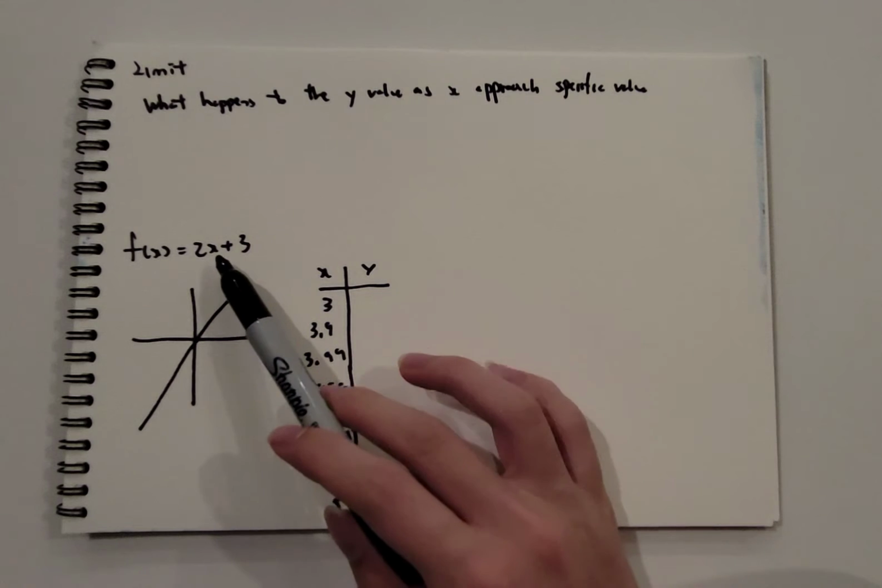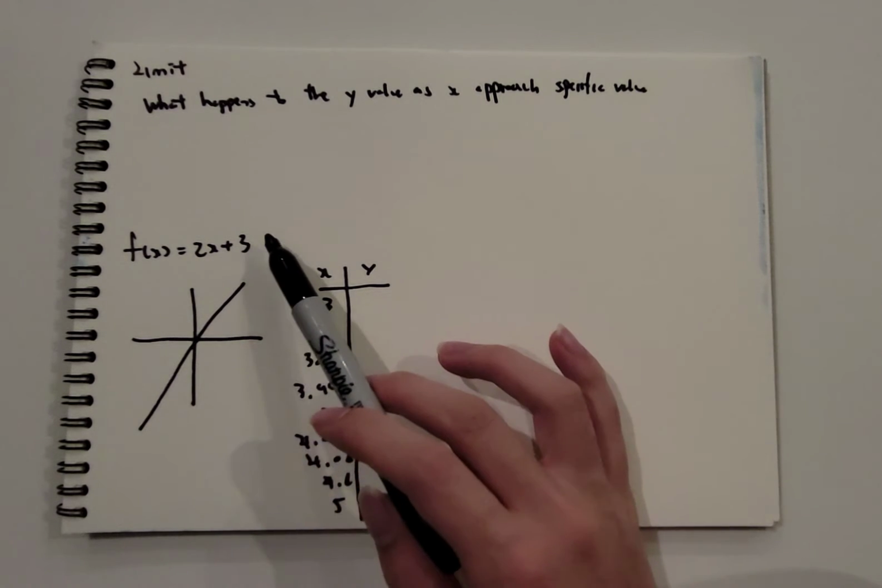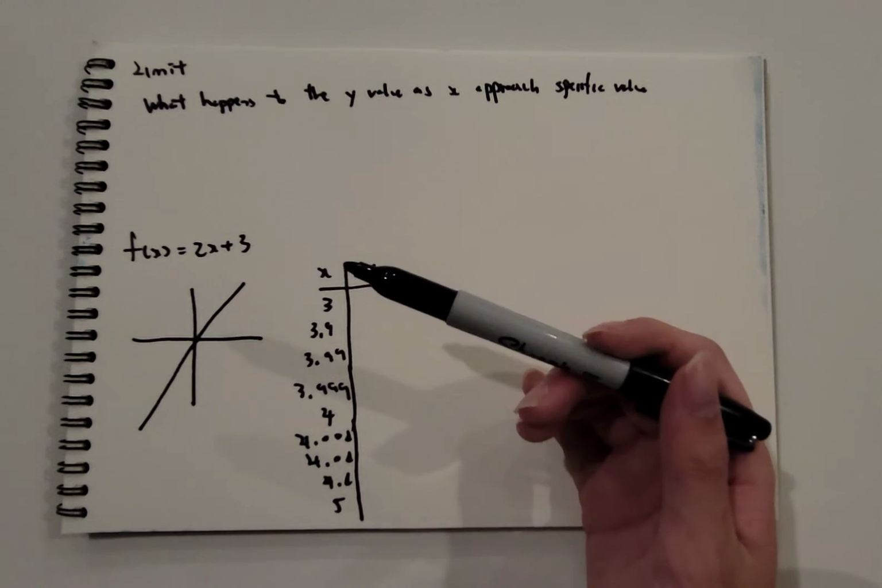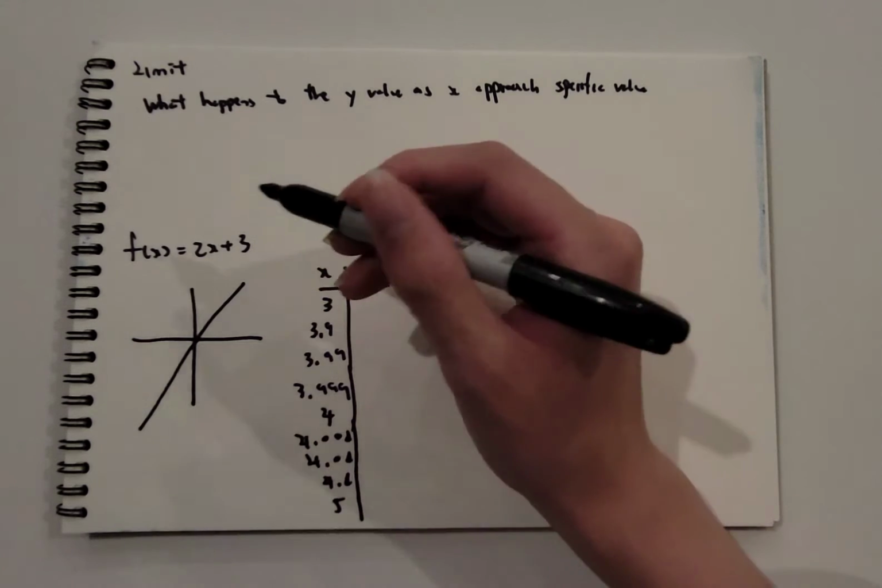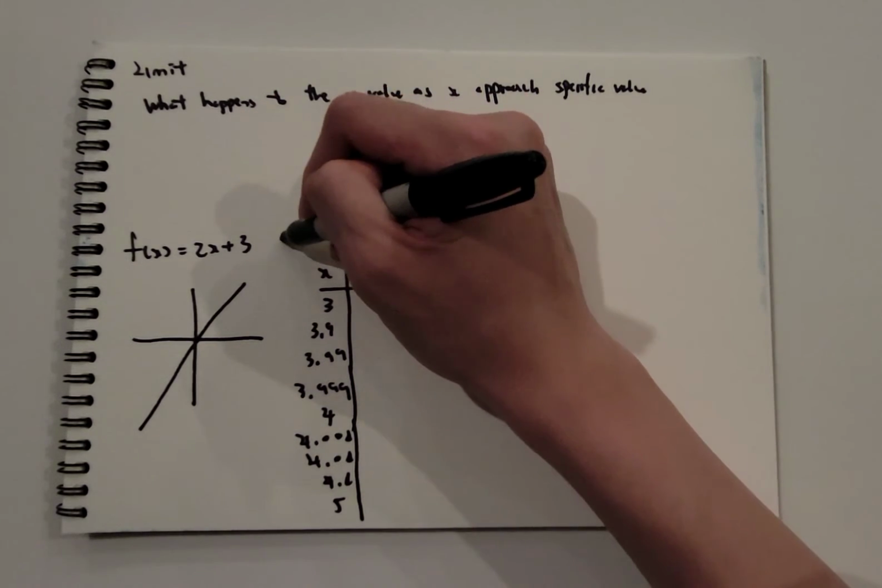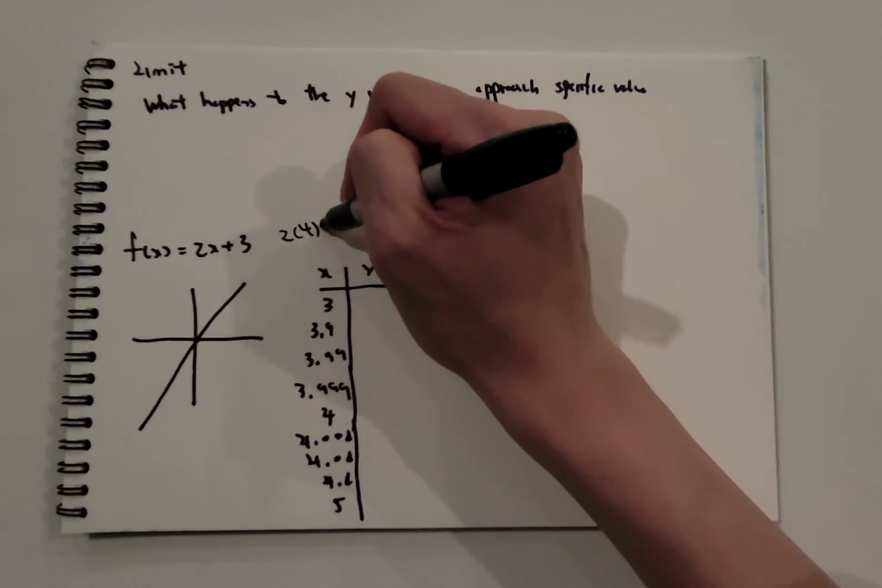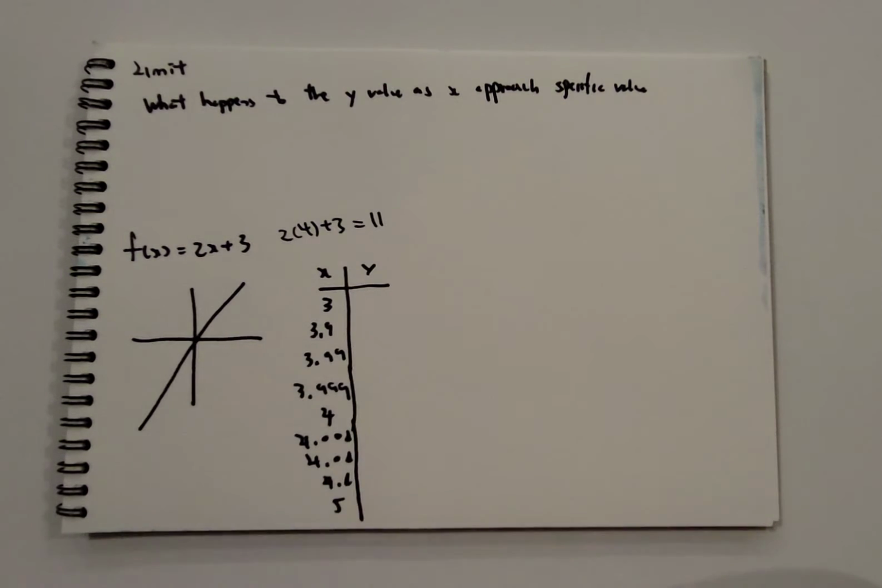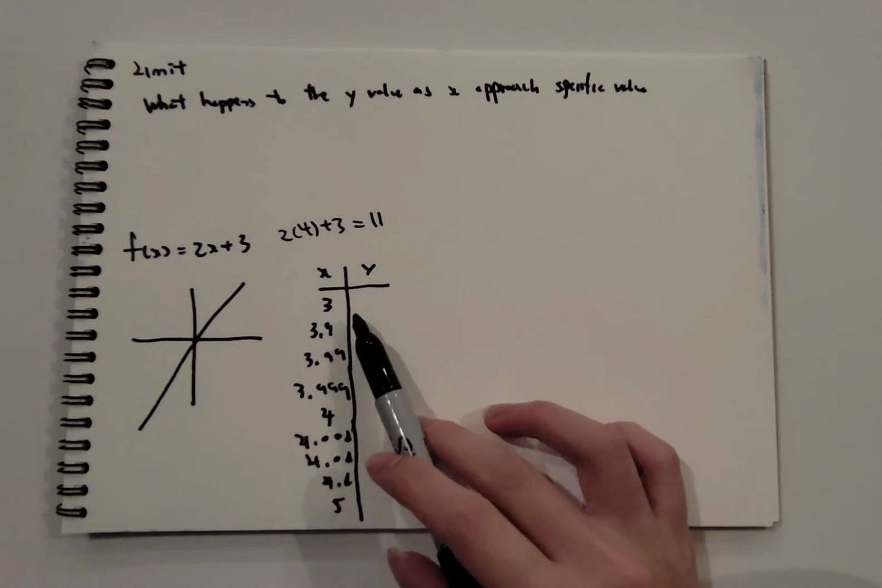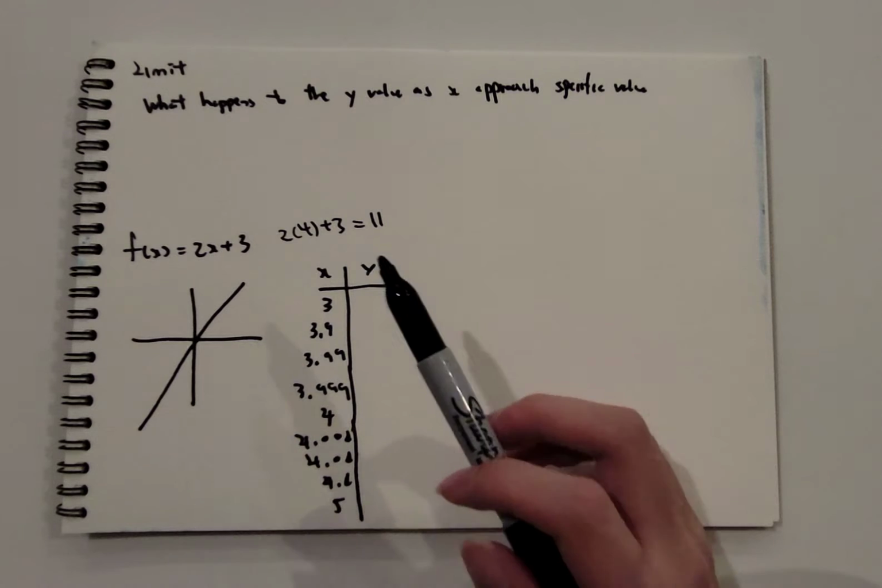Let's say we have the function 2x plus 3. How would you find the y value at x equal to 4? Well, you basically plug 4 into the equation: 2 times 4 plus 3, which is 11, as you can see. Then we have a chart here. Let's figure out the chart first.